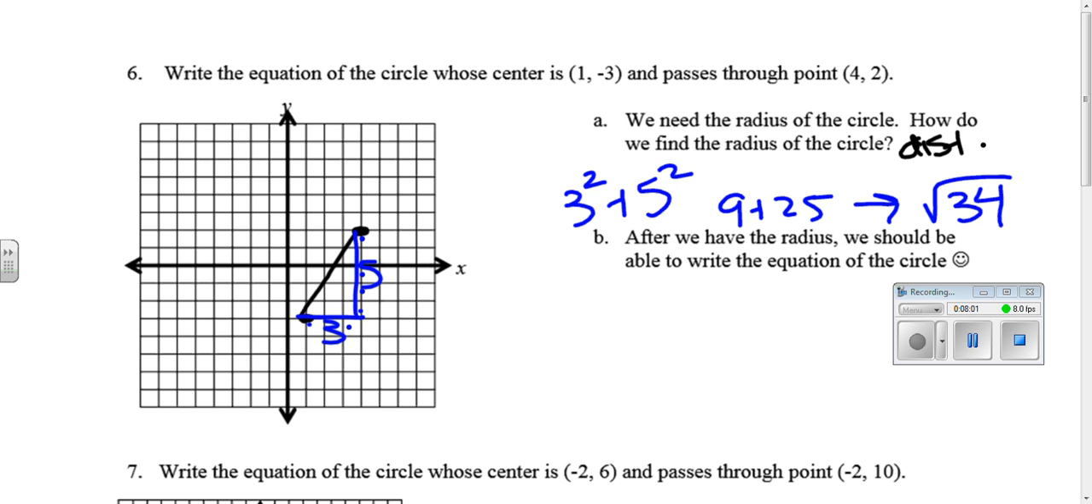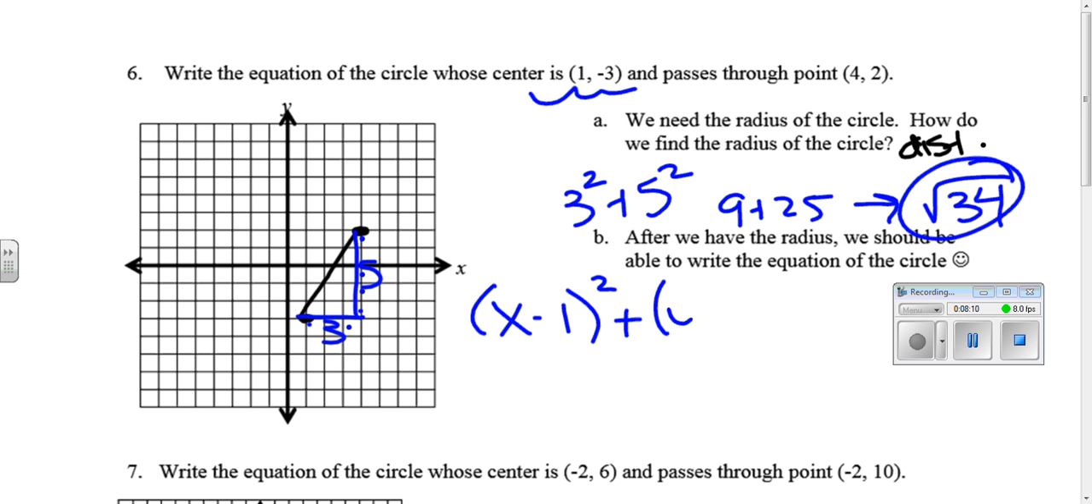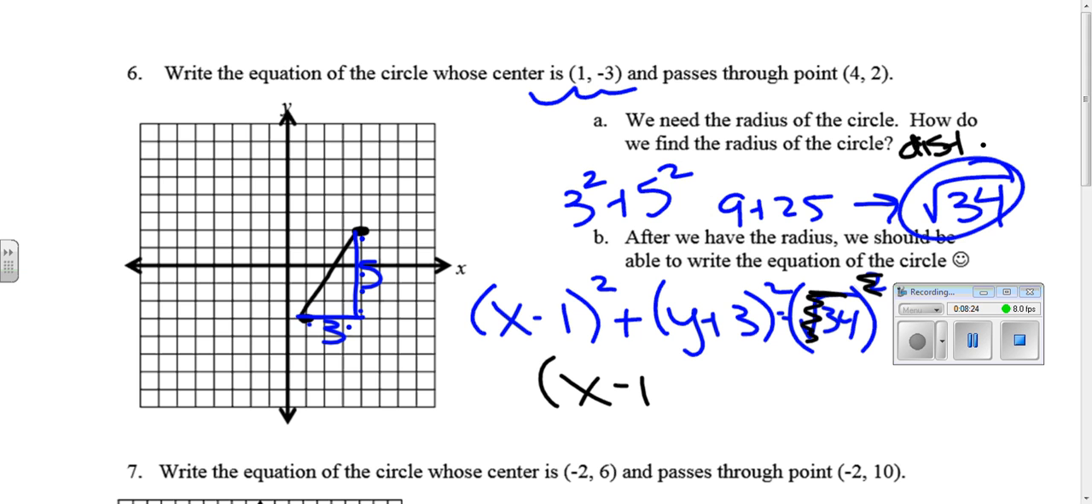So now we can write the equation. We have the center, and we have the radius. It'll be (x minus 1) squared, because of the opposite, plus (y plus 3) squared equals the square root of 34 squared. Now, the squared symbol cancels out the square root. So really, it's just going to be (x minus 1) squared plus (y plus 3) squared is equal to 34. If I'm squaring a square root, it just gets rid of my signs, and I'm left with that number.